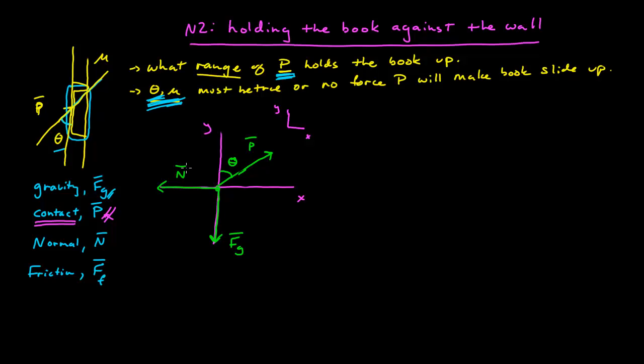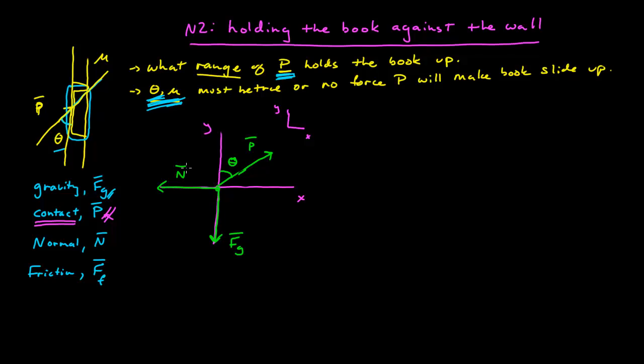That's perpendicular to the surface, pointing from the agent to the object, the wall to the book. Okay, finally the frictional force. So where does that point? Well, that's a conundrum. Because from our static frictional force model, the frictional force is going to point in the opposite direction the object would move relative to the agent if there were no static force present.